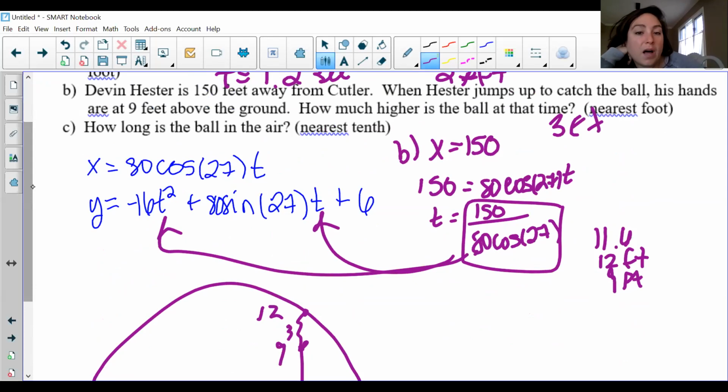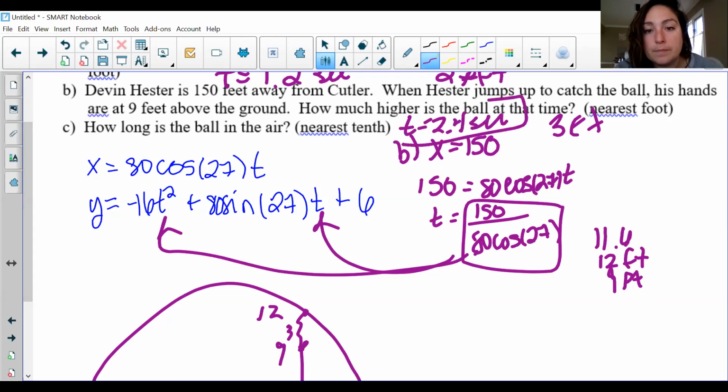And then how long is the ball in the air to the nearest tenth? Again, you can go to your graph, hit trace. Let's take a look. So I have my height is 2.7 at the time 2.3. And then I have my height is negative at the time 2.5. So this is about 2.4 seconds. Because again, you're looking at where height is 0. That'll be when it hits the ground.